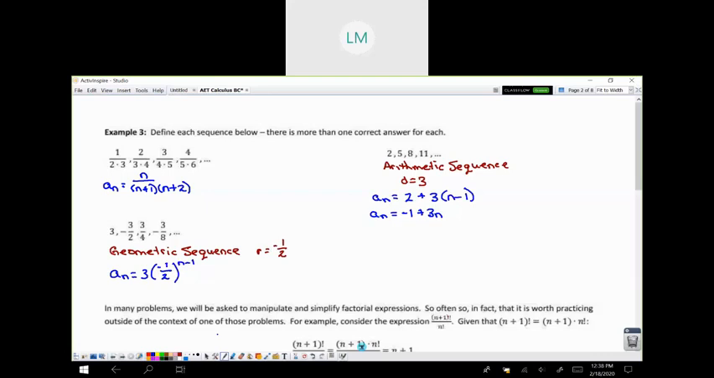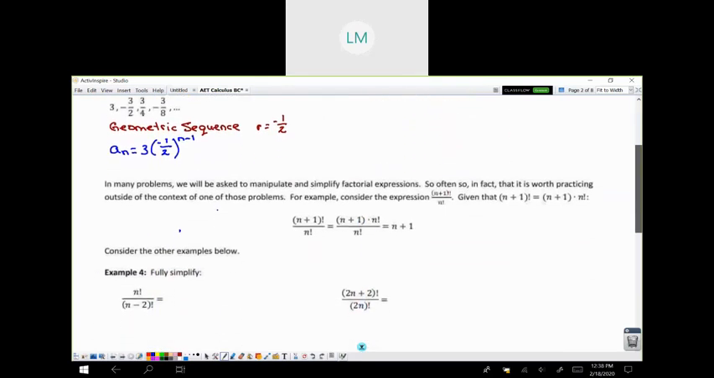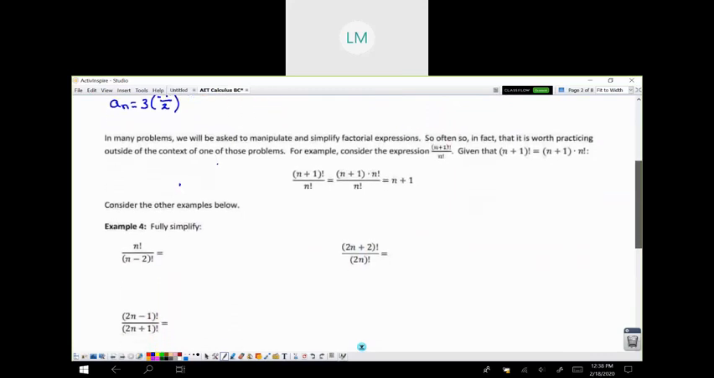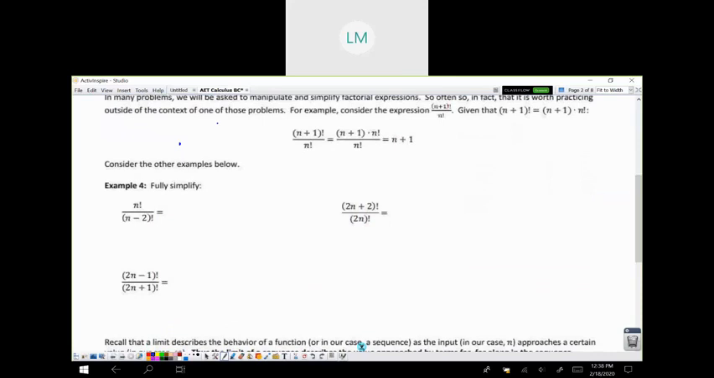Okay, so in many problems, we're going to be asked to manipulate and simplify factorials. So we're going to go ahead and practice some of these. I'm only going to do one, and then I'm going to have you do the other two. We'll talk about those in class tomorrow.